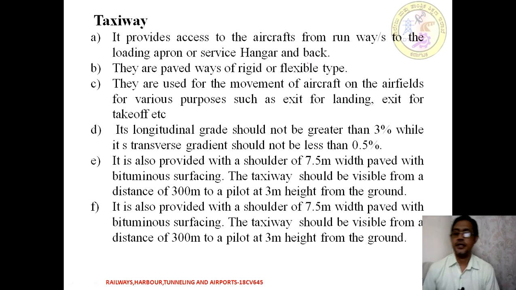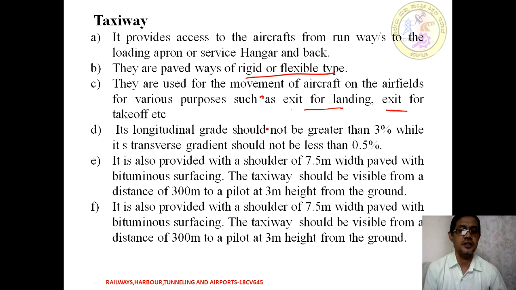So the next component is the taxiway. Always remember the runway and the taxiways are designed on the same principles, but the width is lesser than the main runway. It provides access to the runway, the apron or the hangar. That connectivity link is called a taxiway. Usually taxiways are paved as rigid or flexible type. They are used for the movement of aircraft in the airfield, such as for exit after landing, or otherwise exit for takeoff.